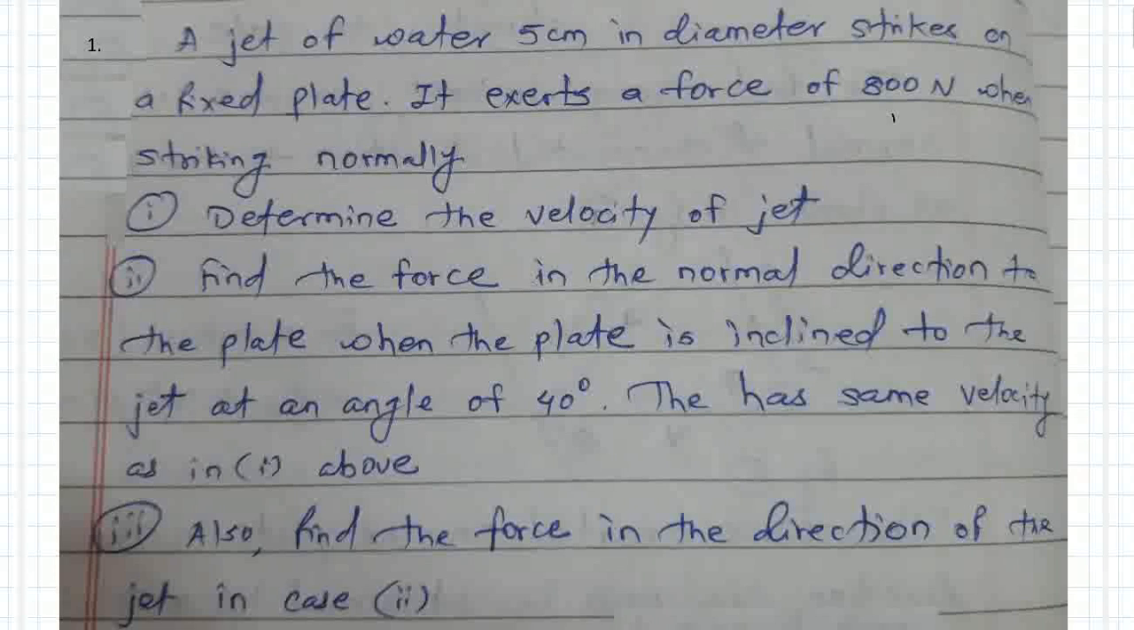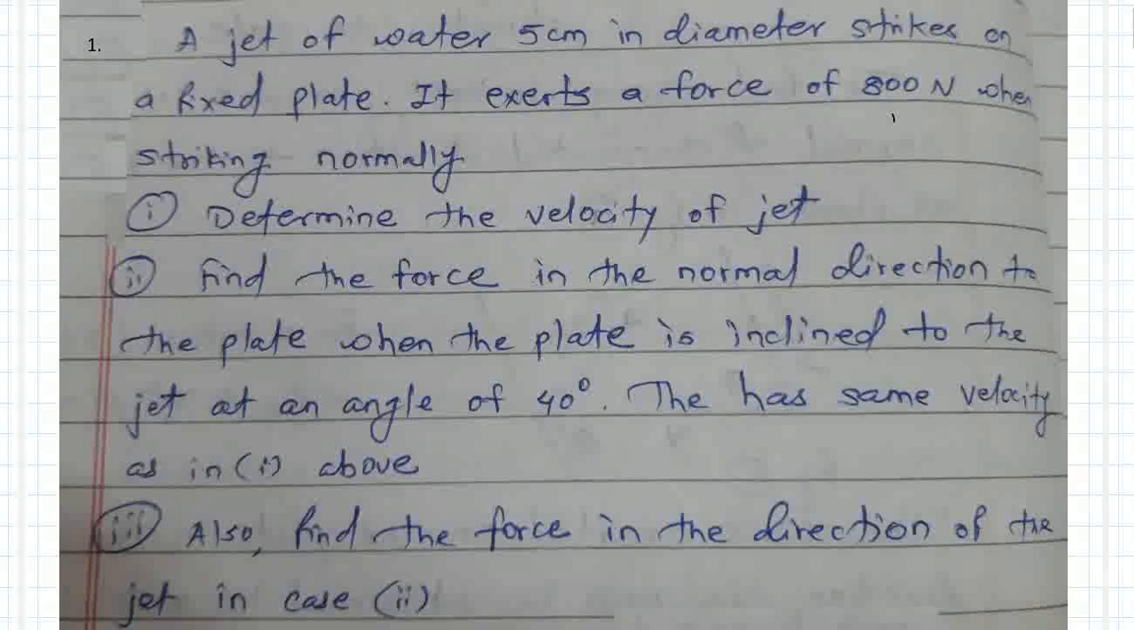So first of all, before starting the numerical, we understand the problem, which type of problem we have with us, what the given data is and what we are going to calculate. A jet of water 5 centimeter in diameter strikes on a fixed plate. So it is clearly mentioned that the problem is related to the fixed plate with the jet diameter 5 centimeter. It exerts a force 800 Newton when striking normally. That means when the jet strikes the plate in the normal direction, the force is 800 Newton. That means Fn is equal to 800 Newton.